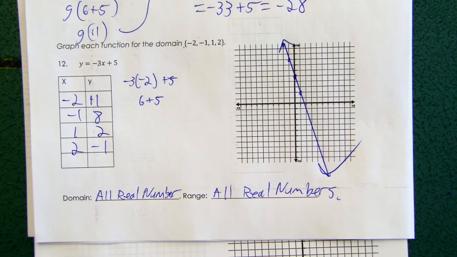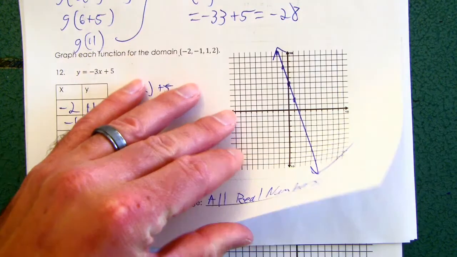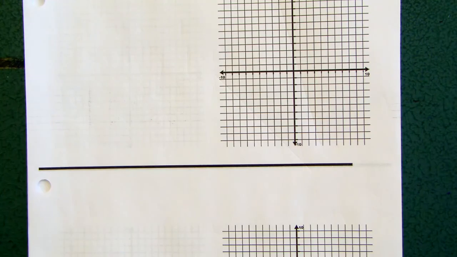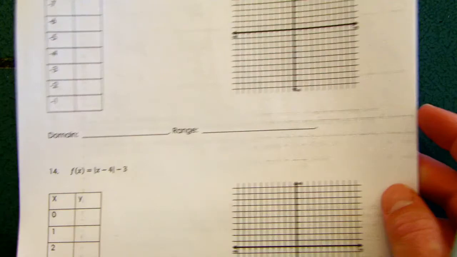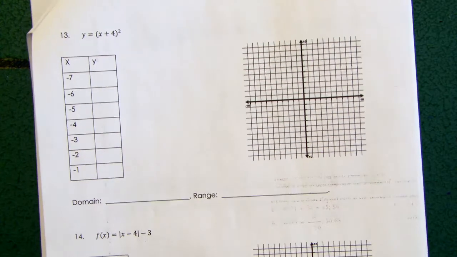All right, so there's our line. Again, domain range, all real numbers. These are just a couple points we graph to get the shape of, see where the line is. All right, so next up we have a quadratic function.